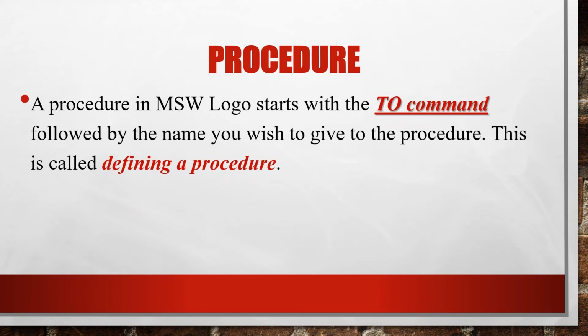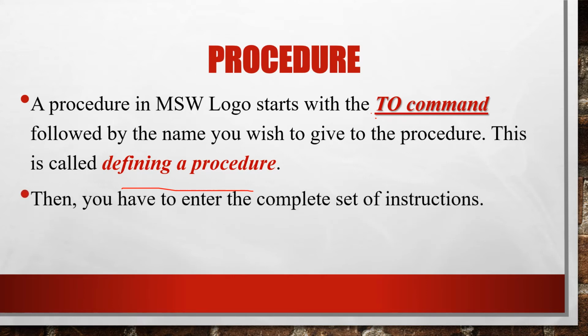How to define a procedure? A procedure in MSW Logo starts with the TO command. So we start with the TO command, followed by a name that you give to the procedure. If you want to draw a square, you can give the name square: TO square. This is called defining a procedure. Defining a procedure is nothing but starting with TO followed by a name.